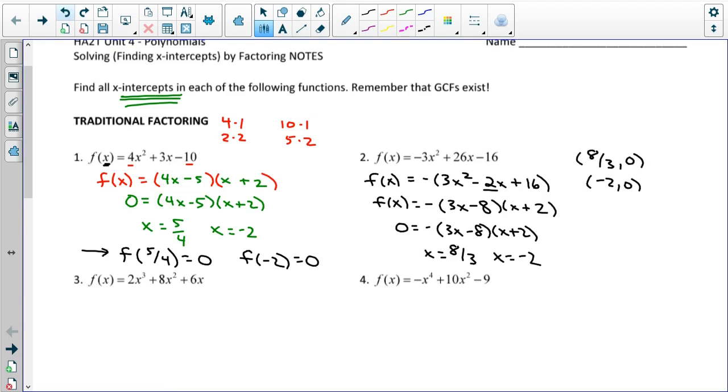And once again, just keep in mind that if I have f of 8/3, that would equal 0, and f of -2 would also equal 0. If I substituted these back into the original equation, I would end up getting 0.